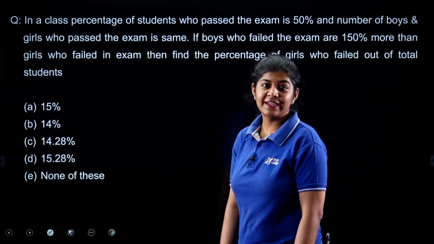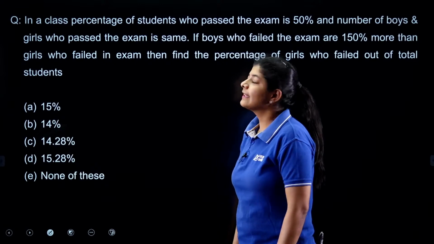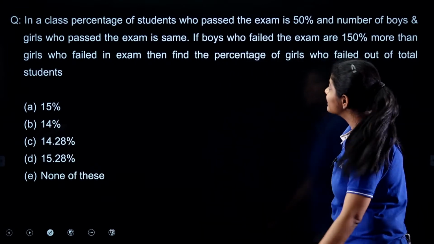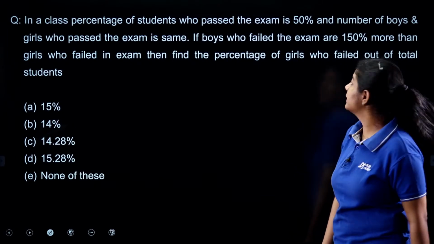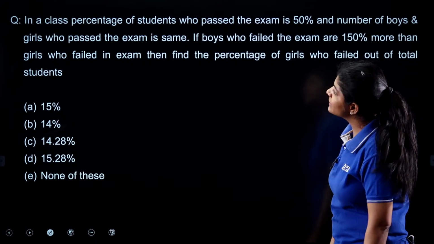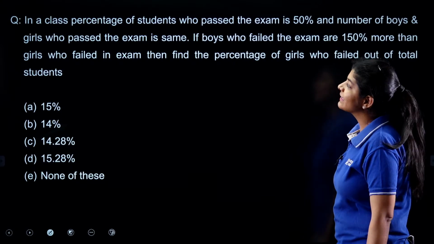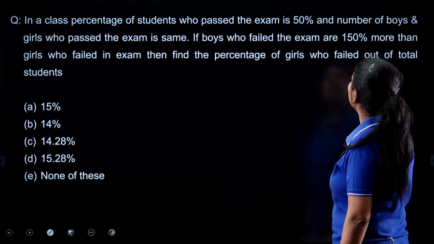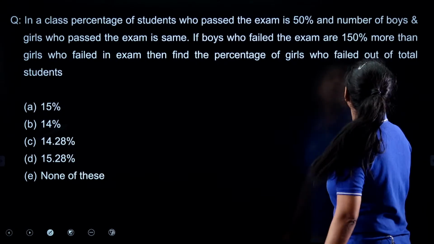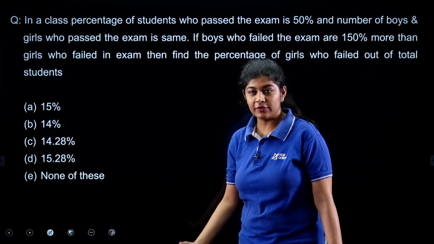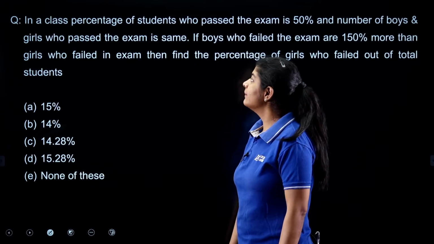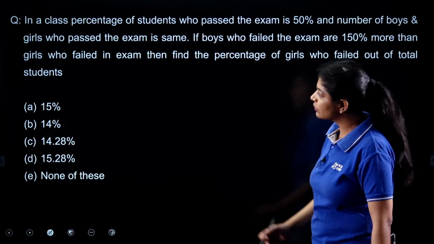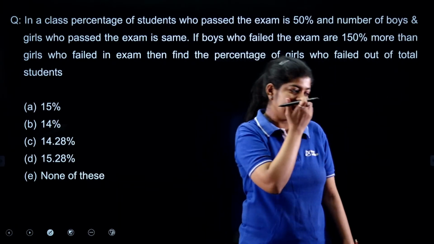Okay, this one is a very easy one. The question is saying that in a class, the percentage of students who passed the exam is 50% and the number of boys and girls who passed the exam is the same. If boys who failed the exam are 150% more than that of girls who failed, then find the percentage of girls who failed out of the total students. So very, very easy one.